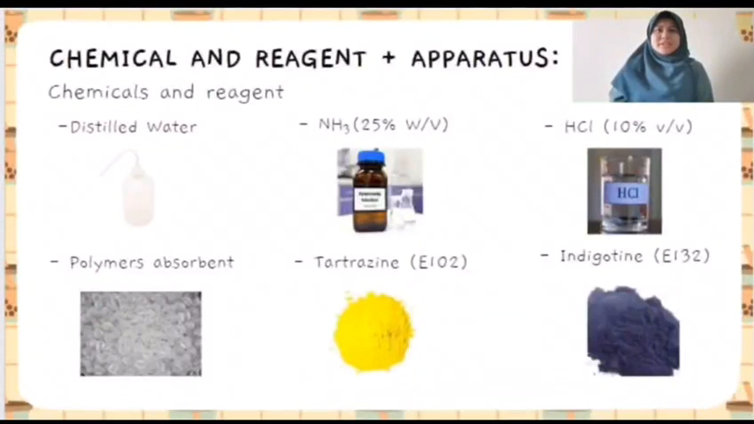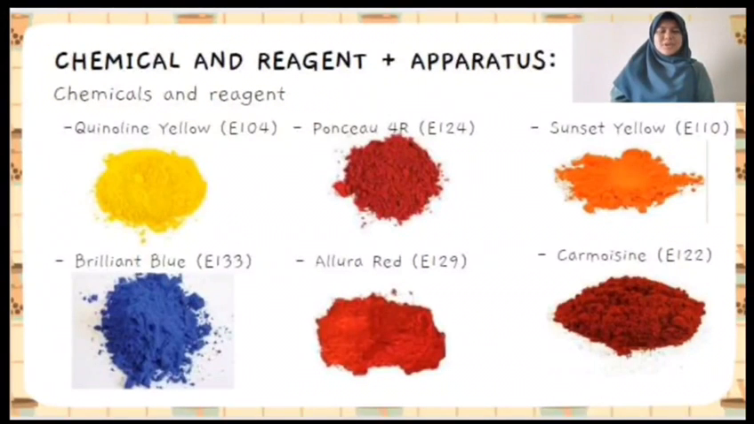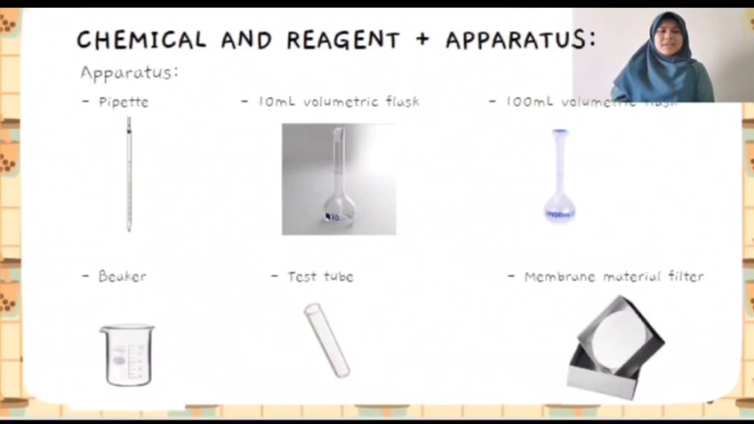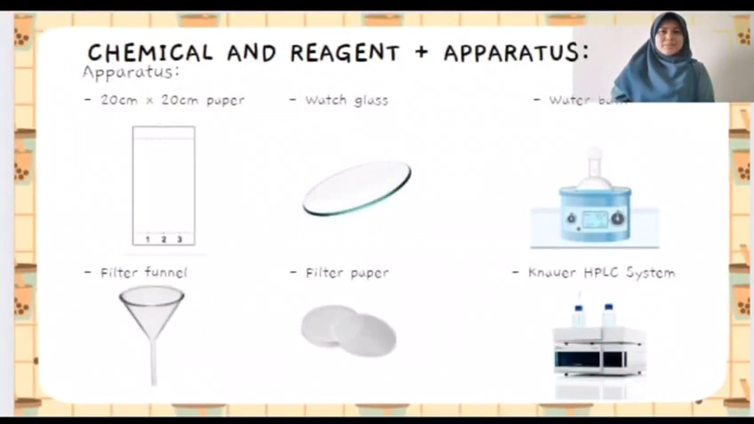Now we will continue with the chemicals and reagents plus the apparatus used for the assignment. The chemical reagents used in this experiment are distilled water, 25% ammonia solution, 10% hydrochloric acid solution, polyamide absorbent, tartrazine, indigotine, quinoline yellow, Ponceau 4R, sunset yellow, brilliant blue, allura red, and carmoisine. As for the apparatus, there are pipette, 10 ml volumetric flask, 100 ml volumetric flask, beaker, test tube, membrane filter, 20 cm paper, watch glass, water bath, filter funnel, filter paper, and our HPLC system.